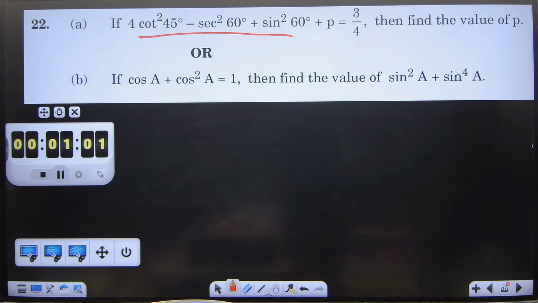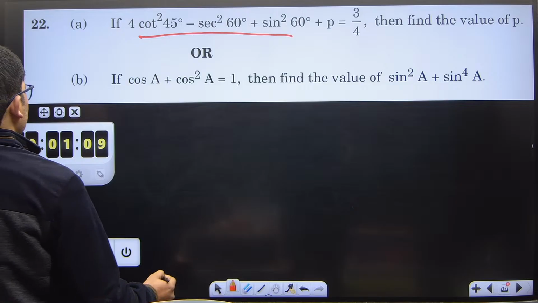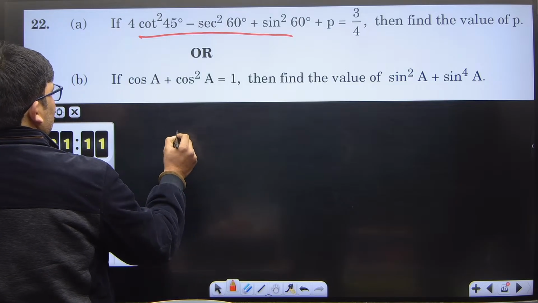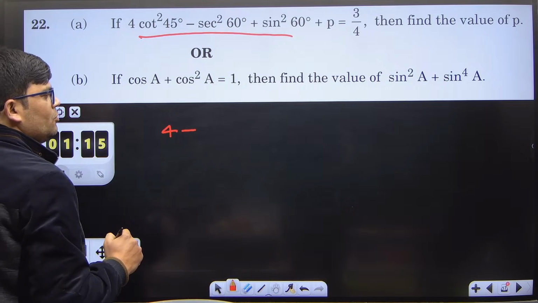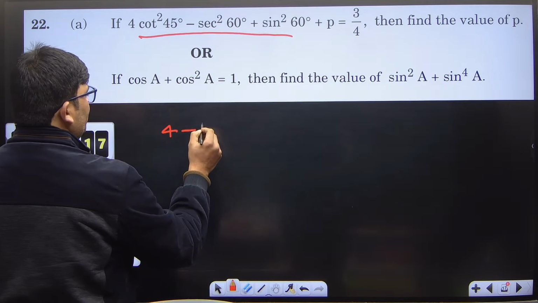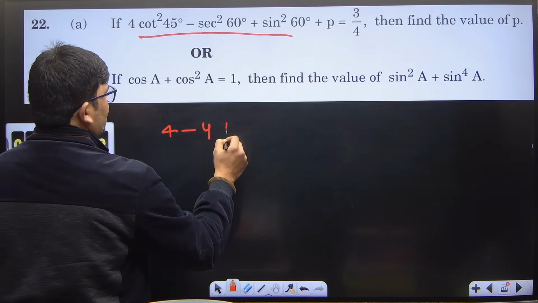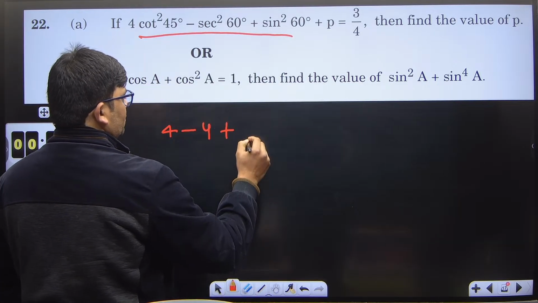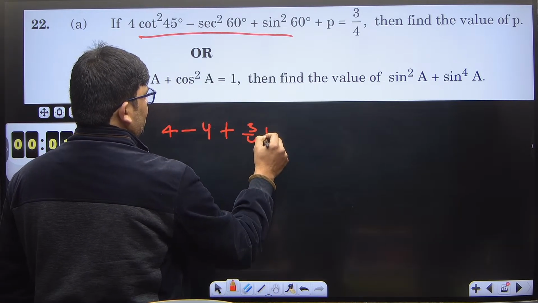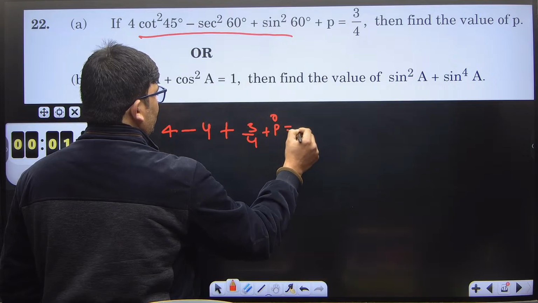Sir, 0. Okay. Yes, 0 as well. So cot square 45 is 1. So 4 minus sec square 60. So cos 60 is 1 by 2, so this is going to be 4 again. Plus sin square 60, root 3 by 2 the whole square, so that will be 3 by 4. So p is going to be 0 to make it equal to 3 by 4.